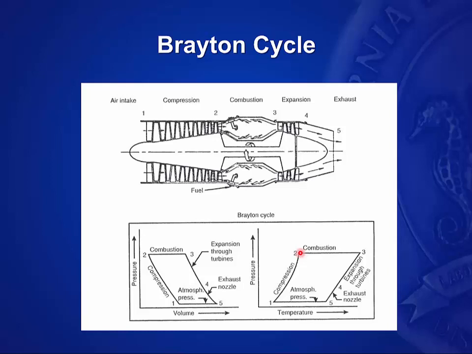Again, combustion is taking place at a constant pressure, but we see a dramatic increase in the temperature of the gases. Then they expand through the turbine blades where you are extracting energy to run the compressor, and then again exhausted.